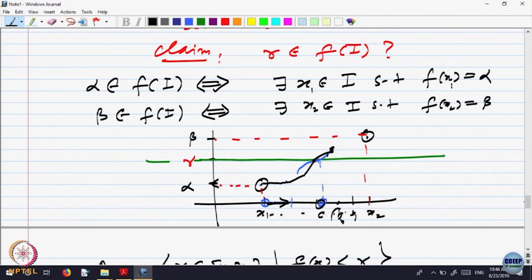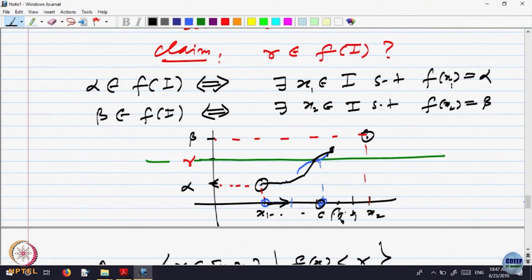That must be the point that you cross over. So, written mathematically, look at all the points in x1, x2 where the value f of x is less than or equal to gamma. Yes, that is a non-empty set.